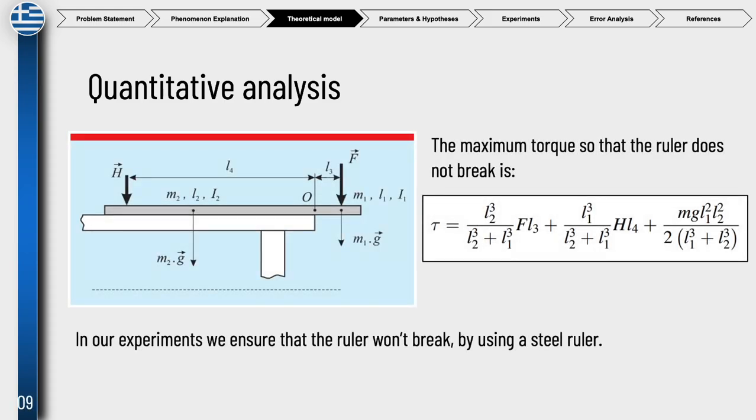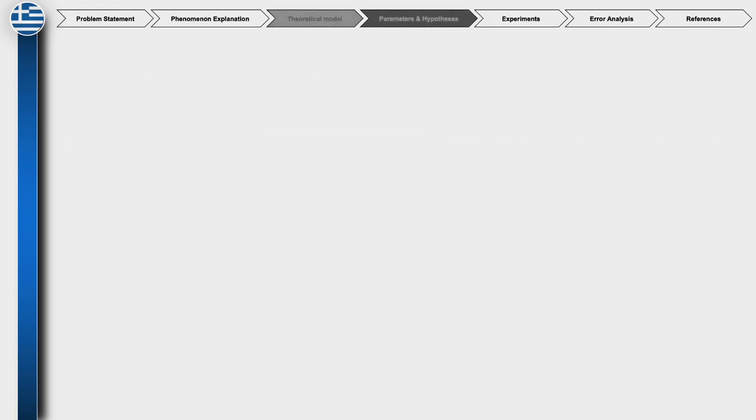Moving a bit further, we see that the problem statement suggests that the ball bounces off the ruler without breaking the ruler. We can use this model to calculate the maximum torque for the ruler not to break, which is the following. And something that I believe I have to mention here is that in our experiments, we ensure that the ruler will not break by using a steel ruler. So it's hard enough not to break.